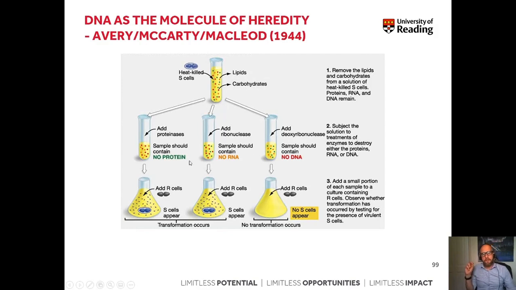They finally realized that even if no protein was present, R cells were transformed into S cells. So this excluded proteins once again as a carrier of genetic information. Interestingly, in the sample that did not contain RNA, if R cells were added, the S cells also appeared. That means that RNA is not the carrier of genetic information. In contrast, if no DNA was present in the well, no S cells appeared when R cells were added.